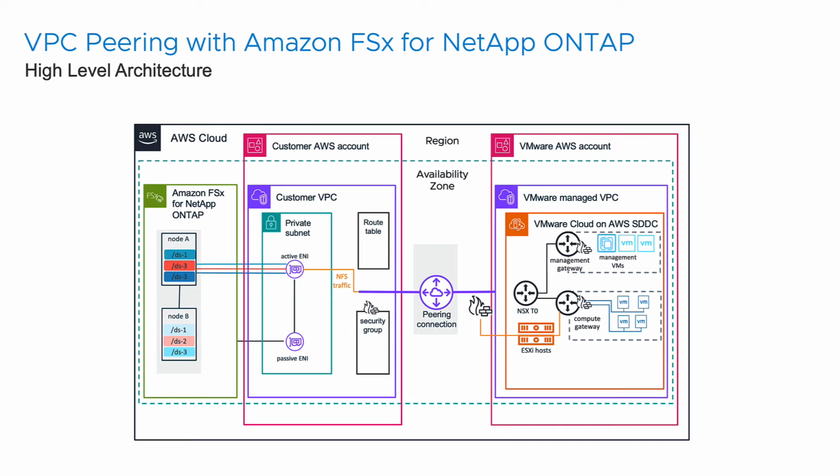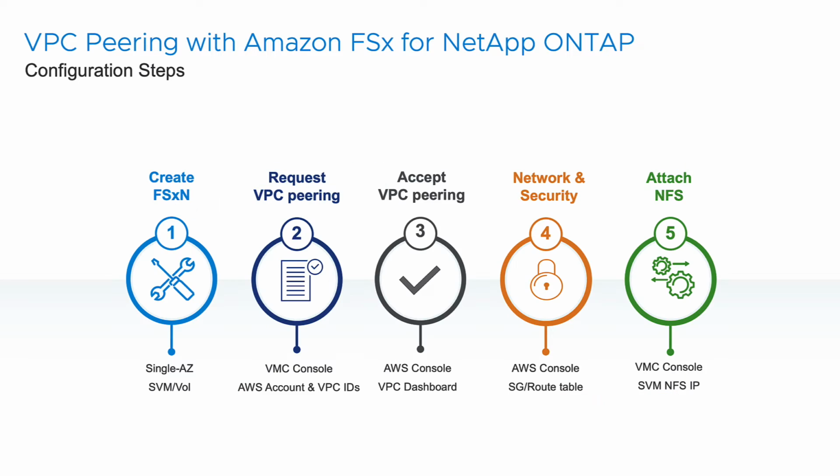Hi, in this video, I'll walk you through the steps to attach external NFS storage to your VMware Cloud on AWS SDDC. I'll be leveraging Amazon FSx for NetApp ONTAP and Amazon VPC Peering to complete the setup. The entire process can be completed in 5 steps, so let's dive into each and every one of these to learn more.